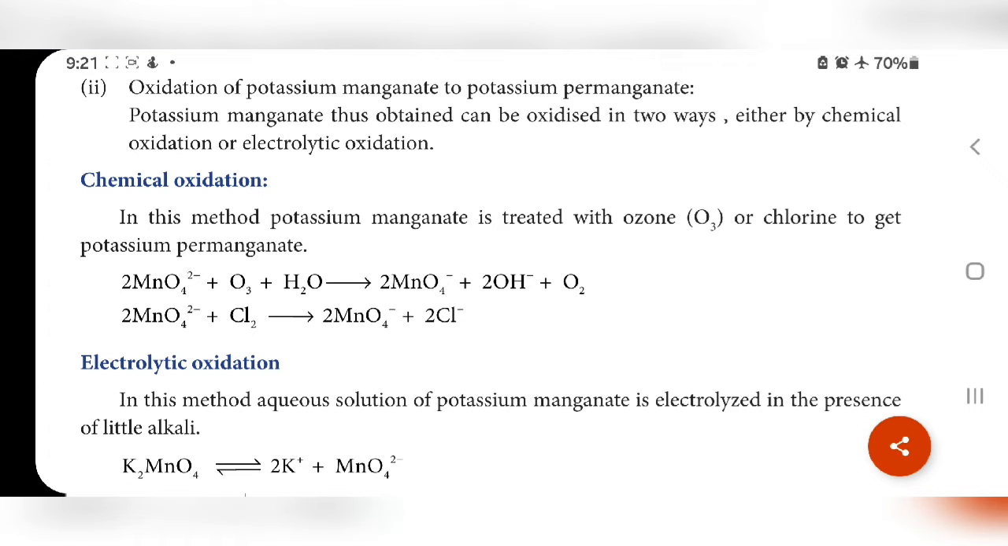First one is chemical oxidation. In this method, potassium manganate, that is MnO4 2 minus, is treated with ozone, that is O3, or chlorine. So, potassium manganate is treated with either ozone or chlorine to get potassium permanganate, that is KMnO4. MnO4 minus is called the permanganate ion.